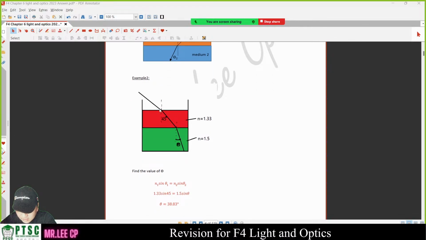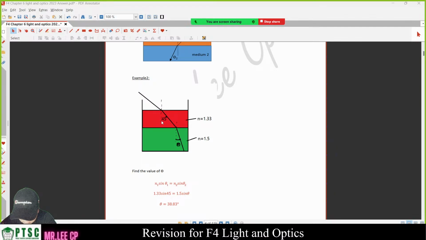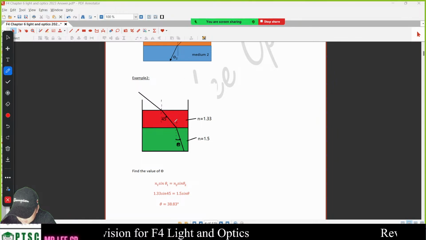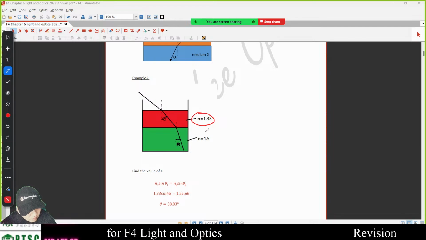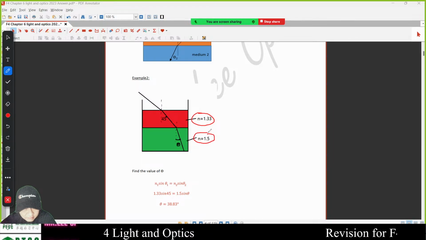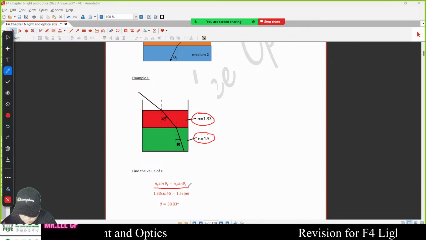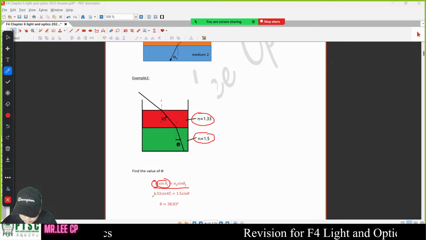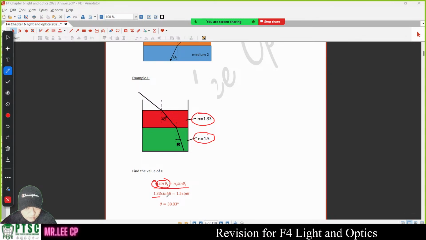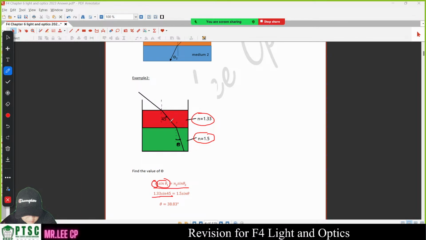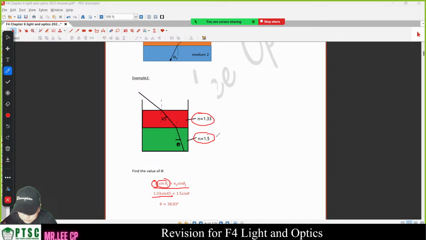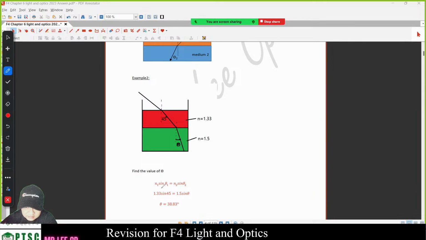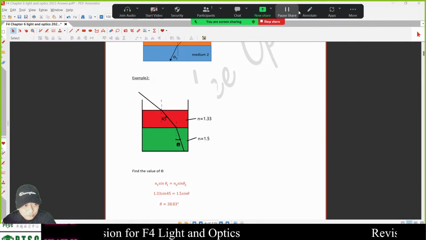The light comes into here. This is the incident angle, 45. So the angle here will be 45. You need to know this angle. Here n is equal to 1.33, and here n is equal to 1.5. So what we do is n1 sine theta 1. Medium 1 is 1.33, the red one. Sine 45, which I get here. Then medium 2 is 1.5, and then sine theta 2. I substitute in, and I can get the answer for theta 2. That's how we use this formula.